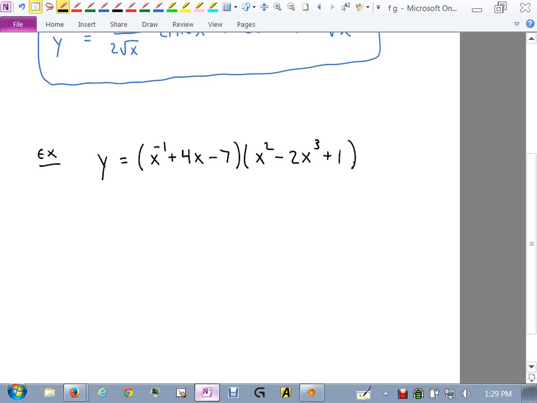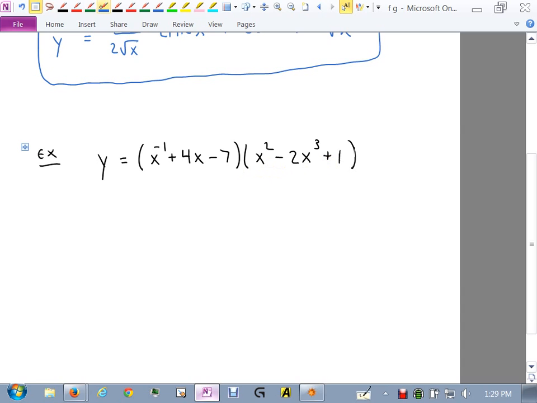So we have to be very aware of what's happening here. If this whole thing right here wasn't here and it was just these three, you would take the derivative using what? If it was just these three pieces, just do power rule, right? Negative 1 would come down, subtract 1. Derivative of 4x would be just 4. Derivative of negative 7 would be 0. That's what we would do if this wasn't here, but it is there.